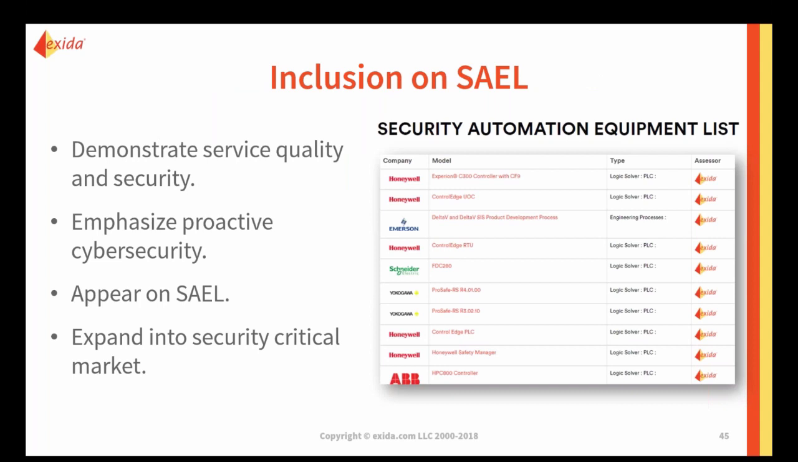Additionally, any person who goes through and receives the security program certification also can be included on the security automation and equipment list. And so this is another way of really demonstrating the service quality and security, emphasizing a proactive approach to cybersecurity, and it helps to expand into a security critical market by demonstrating that security is a main concern for a service provider. And so that kind of is, you would automatically be included on that security automation equipment list, and that can help really demonstrate the security elements of the program.